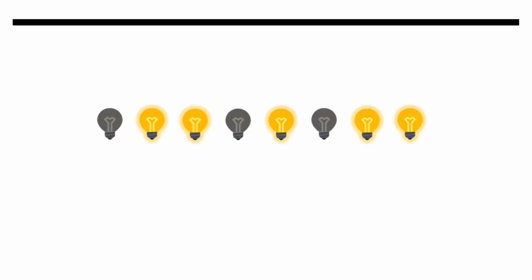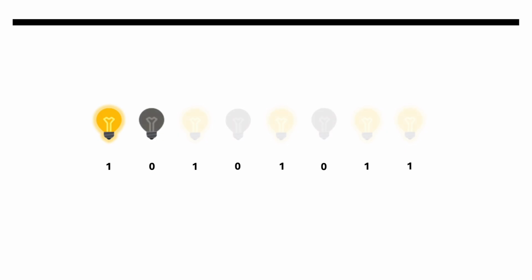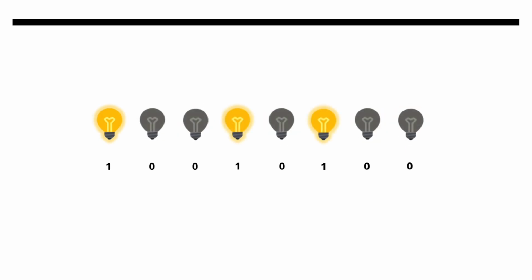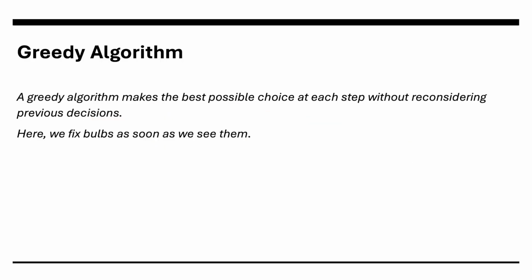Let's understand this with an example. Imagine a row of bulbs, some are on and some are off. If we press the first switch, the first bulb turns on, but all bulbs to the right change their states. On bulbs become off, off bulbs become on. Similarly, when we press the second switch, all bulbs to the right change again. Our goal is to make all bulbs on using the minimum number of switches.